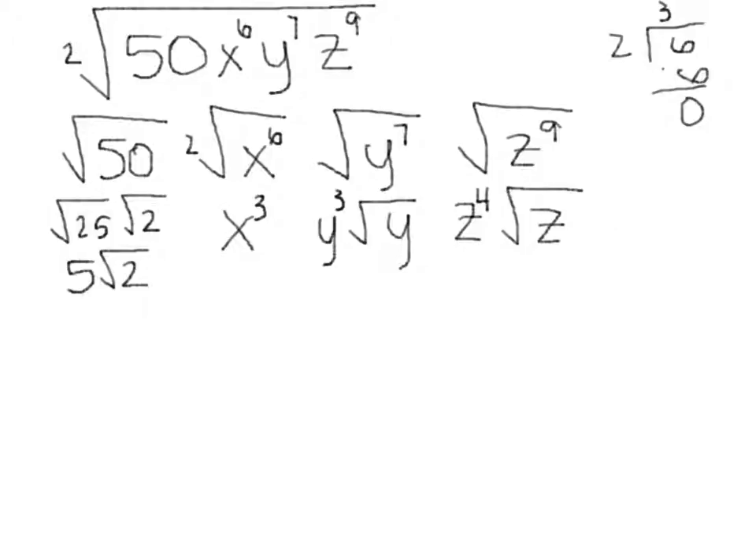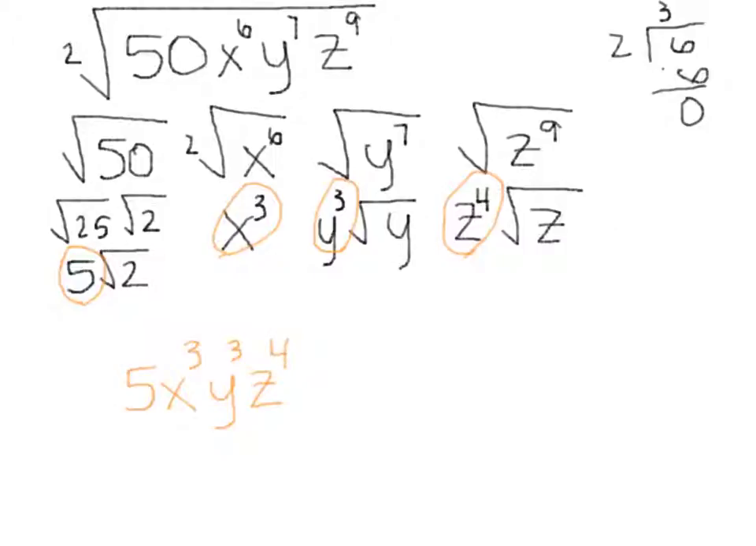The next thing we're going to do is take all of the coefficients and multiply them together. So 5, x cubed, y cubed, and z to the 4th are all going to be multiplied together. So we are going to get 5x cubed, y cubed, z to the 4th.